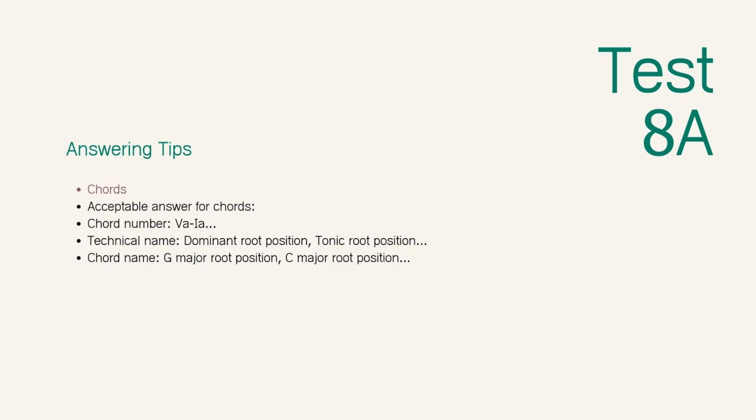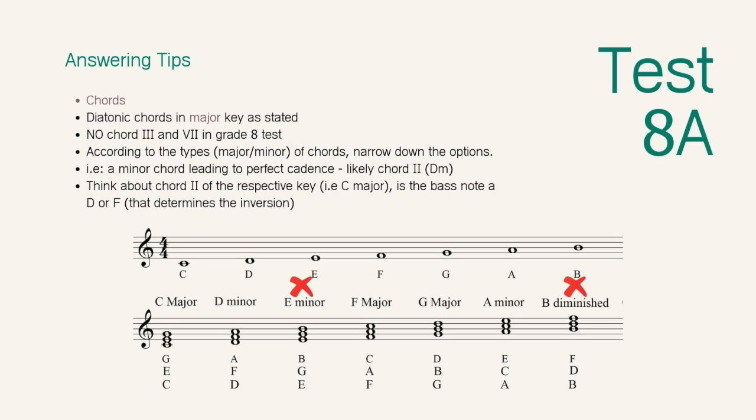And here are some answering tips for chords. These are the acceptable answers for chords in the exam. Firstly, the chord number like 5A, 1A, or the technical name, the dominant chord in root position, tonic root position, or chord name, G major root position, C major root position. These are the diatonic chords in the major key. There is no chord 3 and chord 7 in the grade 8 test.